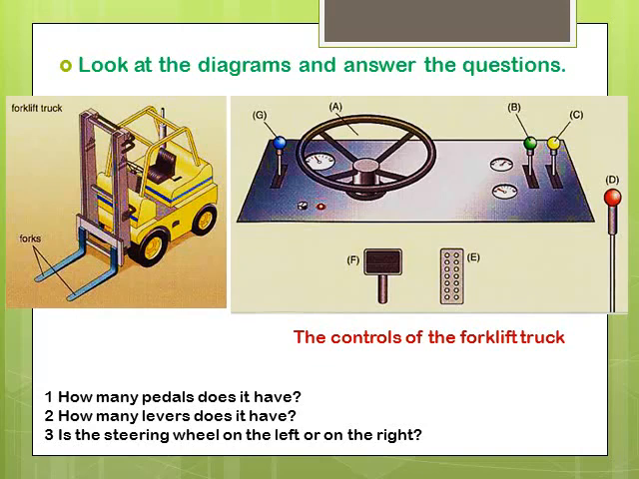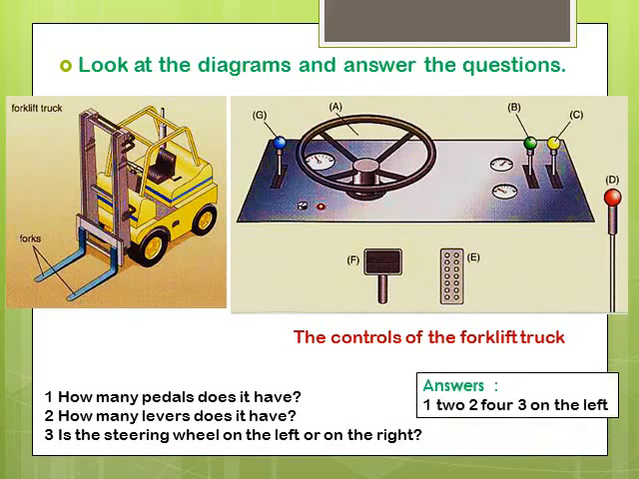Some of you might say the truck has 2 pedals, and he is correct. So this is pedal number 1 and this is pedal number 2. For the next question, how many levers does it have? Correct again. It's 4 levers. We have number 1, 2, 3, 4 levers. Is the steering wheel on the left or on the right? Correct again. The steering wheel here is on the left. And here are the answers.